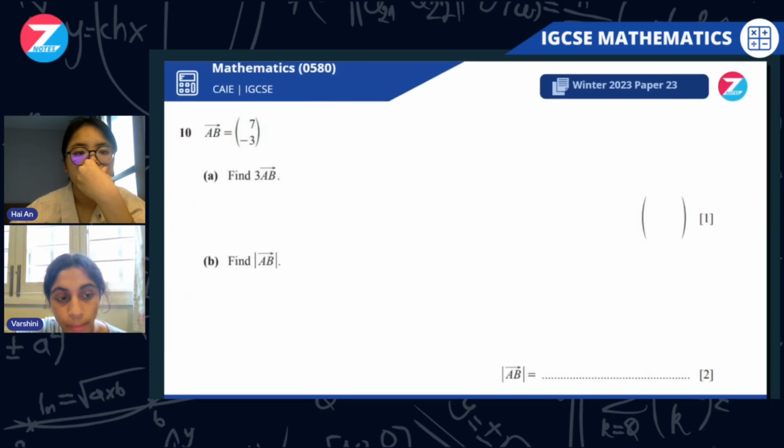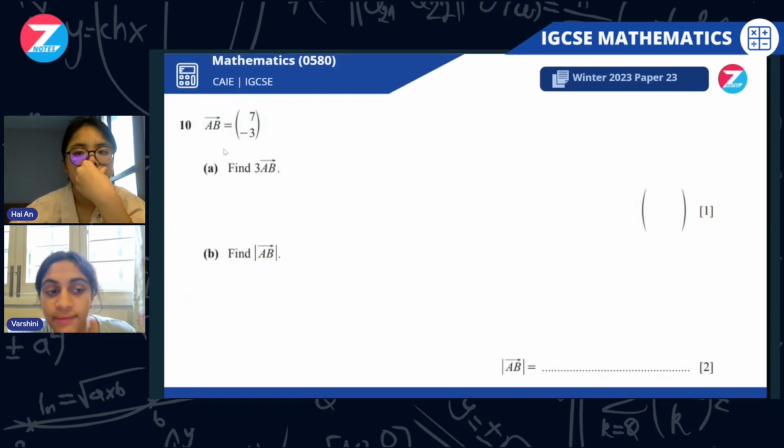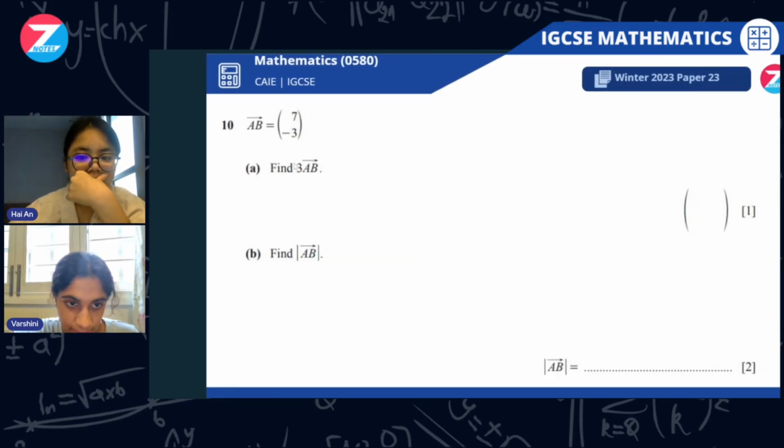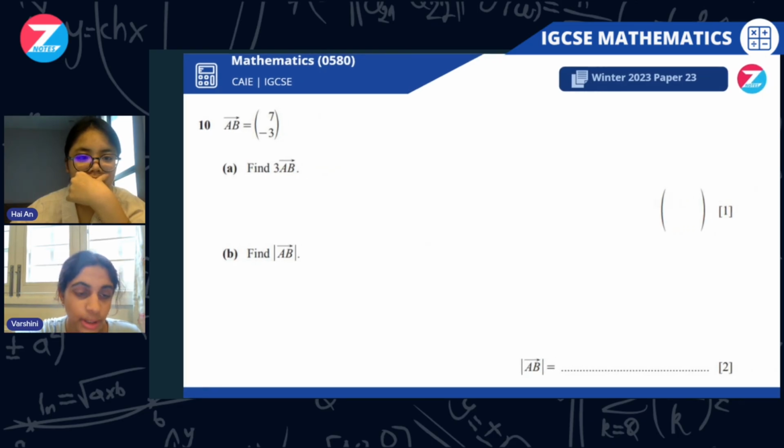Okay, question 10. They've given us vector AB equals 7 in the x-axis and minus 3 in the y-axis. So how would this look if we want to visualize this? Let's say this is the x-axis, the y-axis. It's going to move 7 to the right in the x-axis.